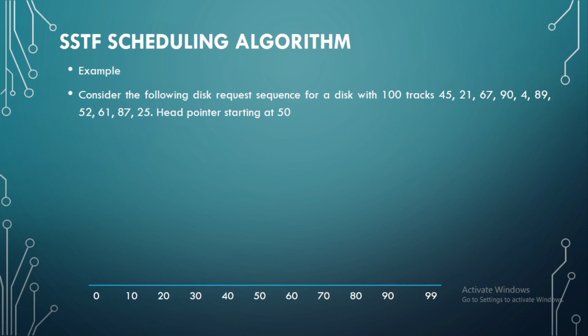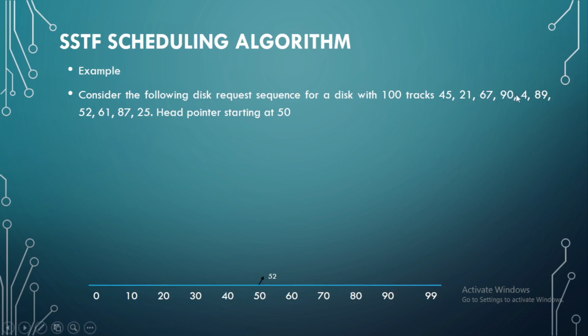Now the head position is at 50. The closest track from 50 here is 52, so only two movements, and 45 here needs 5 movements, so we choose 52. From 50 to 52. From 52, the closest location is 45.